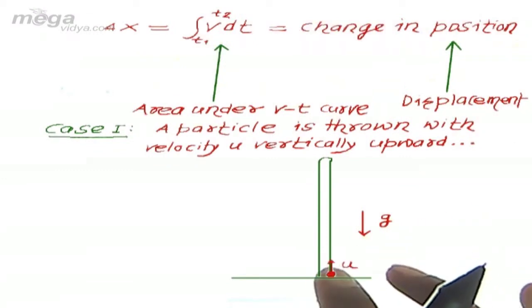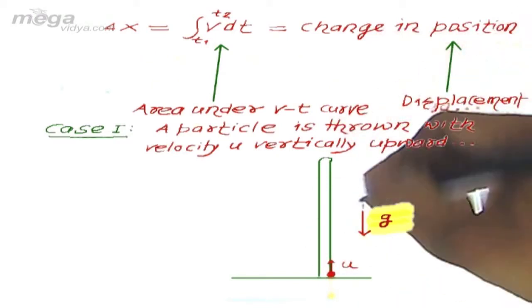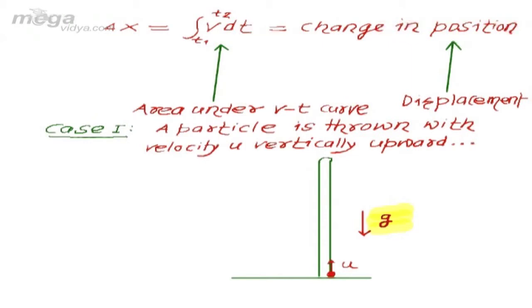No doubt, the motion of the particle while going upward is retarded motion, because the particle is going vertically upward and this acceleration due to gravity is acting vertically downward. So I call it negative acceleration, or the motion of the particle is retarding motion. Due to this acceleration in the opposite direction, or in other words retardation, the speed or velocity of the particle continuously goes on decreasing. It decreases depending upon the value of g and the initial value of the velocity of the particle.